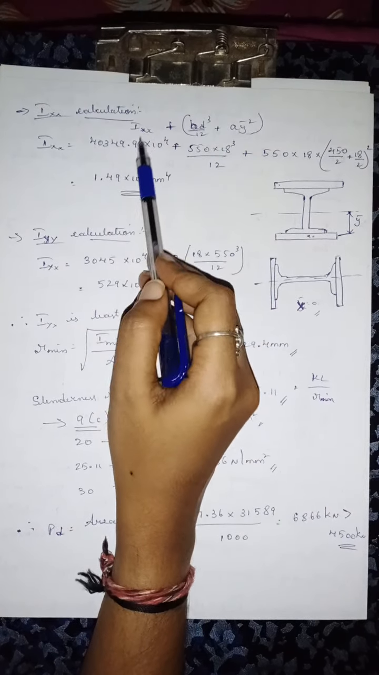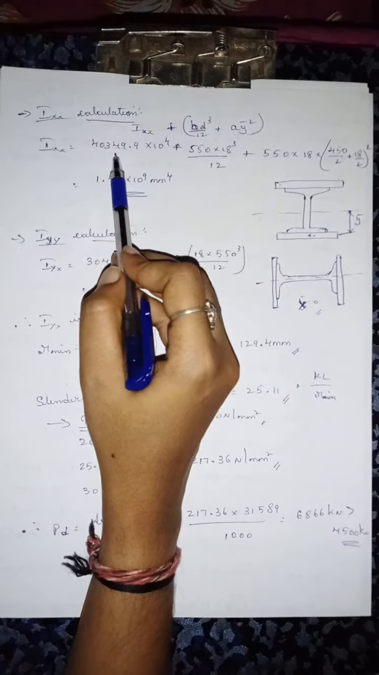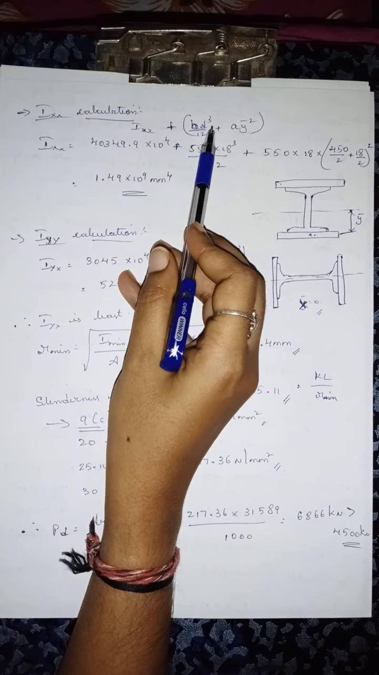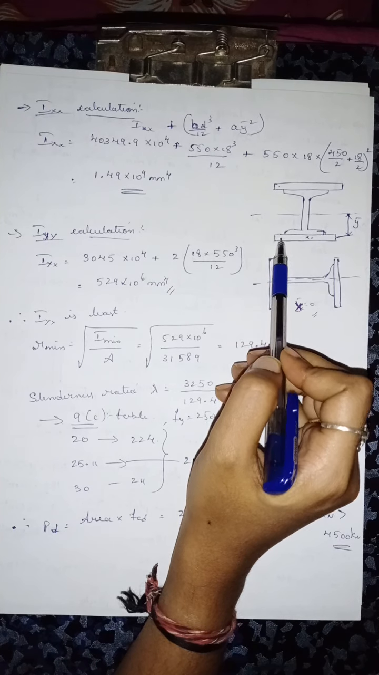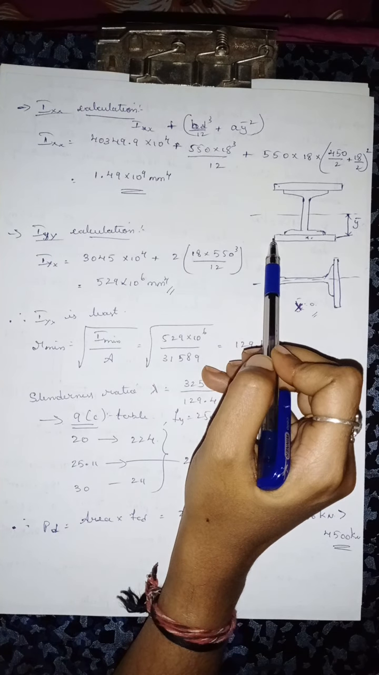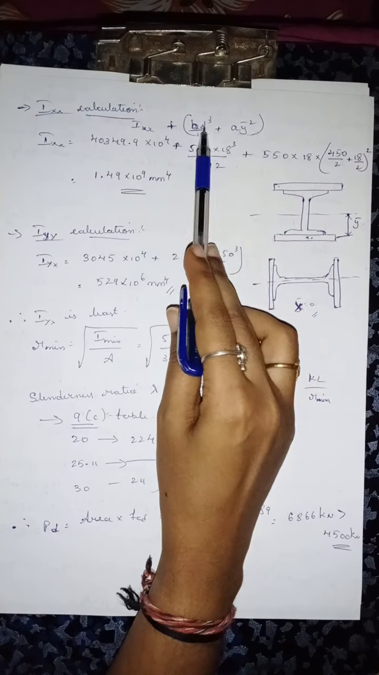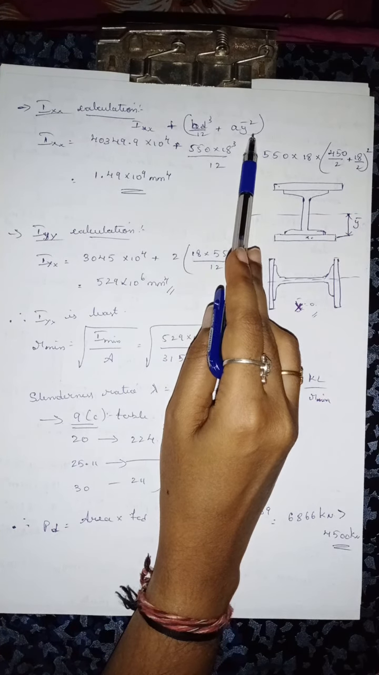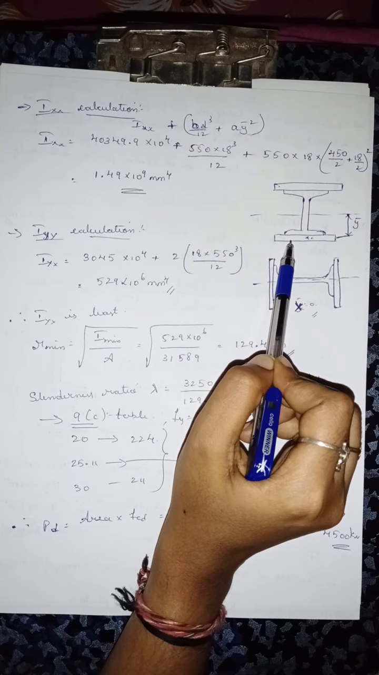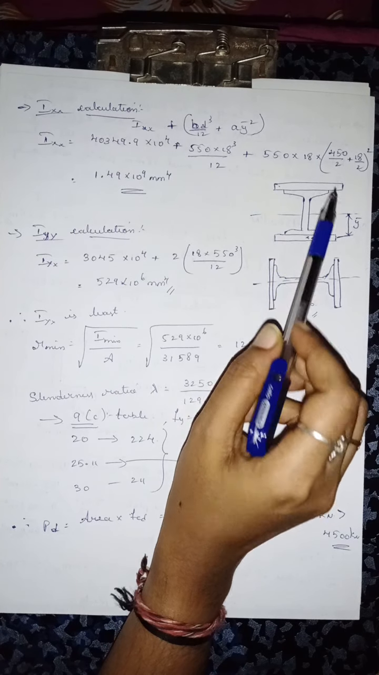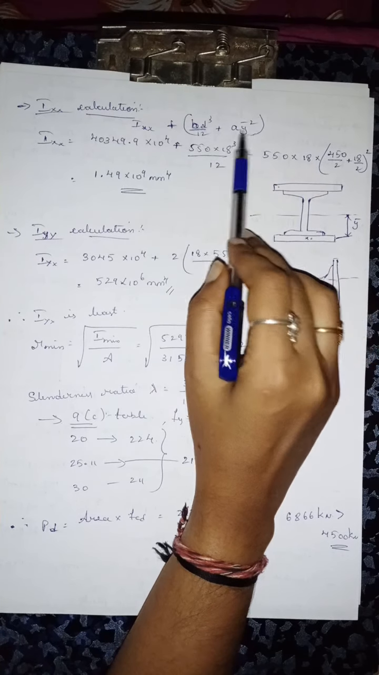So now Ixx you already know, for the I section. Ixx that I have written here, plus BD cube divided by 12, where B is the breadth of the section and D is the depth. Breadth is 550 and the thickness is 18 mm, divided by 12. So you get BD cube divided by 12 plus area into y bar square. Area is nothing but 550 into 18, that will give you the area of the plates, plus area into y bar square.